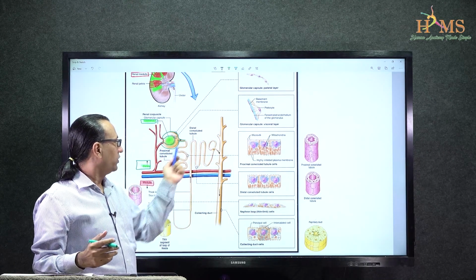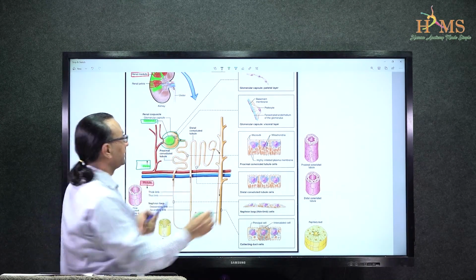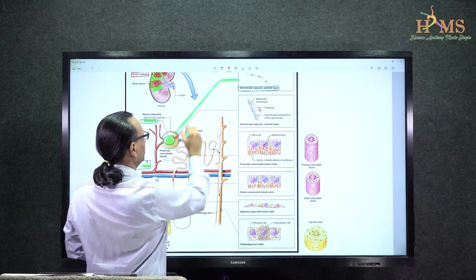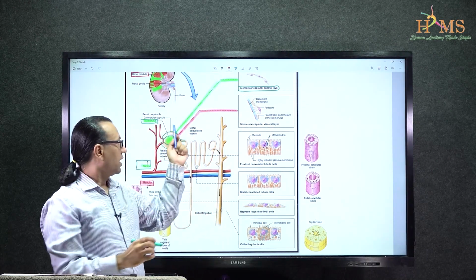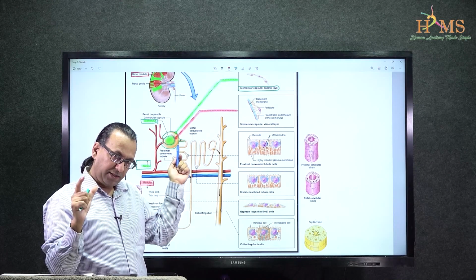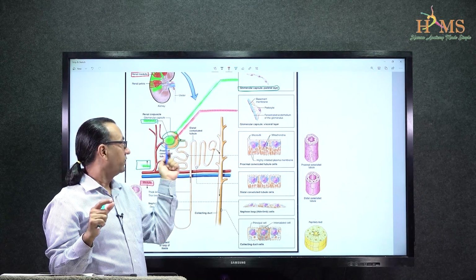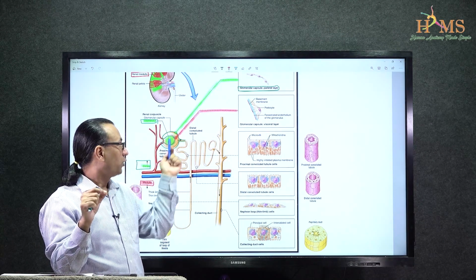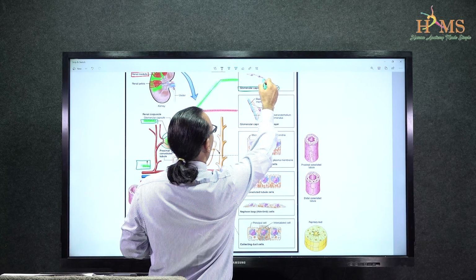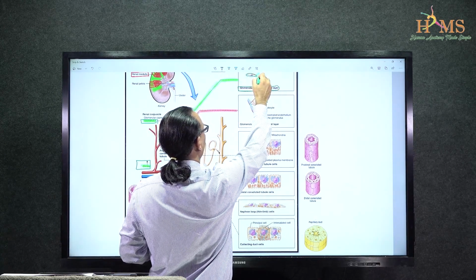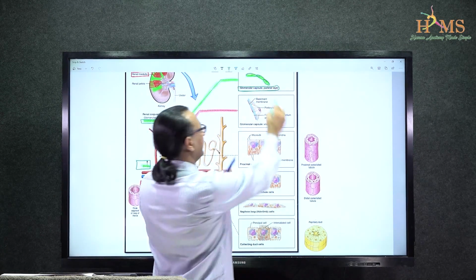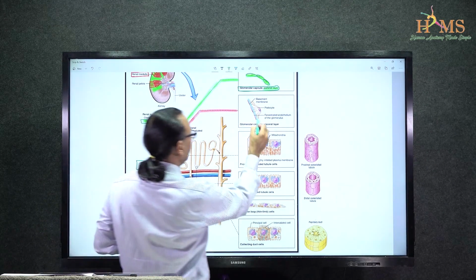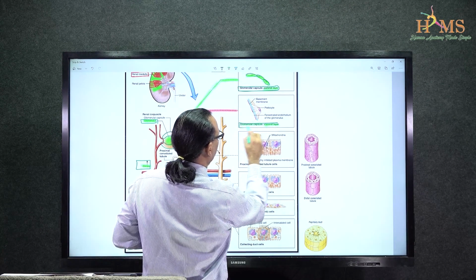Now this Bowman's capsule has a double layer. There is an outer parietal layer, and then you will find there is one inner visceral layer. But both the layers are simple squamous epithelium, as is the lining of the glomerulus, the capillaries as well. The endothelium is also simple squamous epithelium. Now you can see the flat cells of the Bowman's capsule, simple squamous epithelium. Maybe it is the parietal or peripheral layer, or maybe it is the inner or the visceral layer of Bowman capsule. It is simple squamous epithelium.